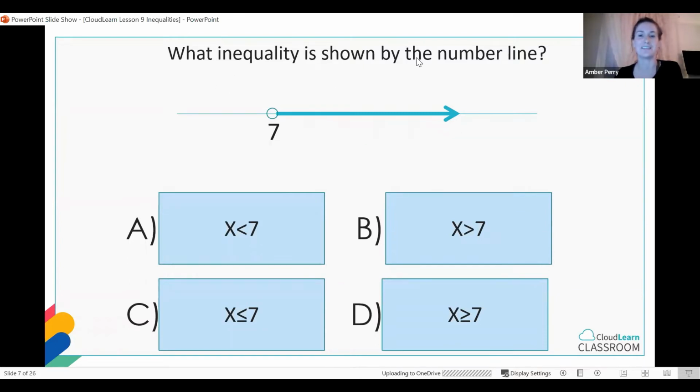We've got an inequality shown by this number line. Okay, is it A, x is less than 7, B, x is greater than 7, C, x is less than or equal to 7, or D, x is greater than or equal to 7? And I'm going to launch a quick ABCD, so you should have a chance to answer now if I've done this right.